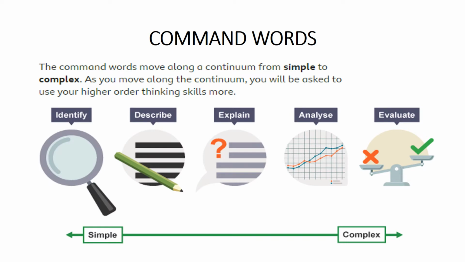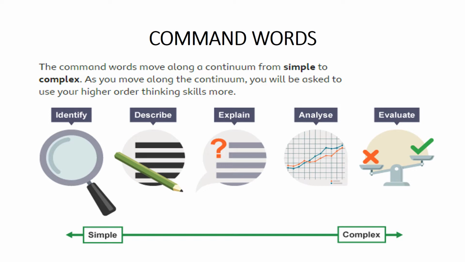In order for you to further help your child with the exam element of the course, they need to understand the command words. Within PE and the higher course, the command words move along a continuum from simple to complex. As you move along the continuum, they'll be asked to use higher order thinking skills. So, for example, the identify question is the easiest question in the higher paper, and the evaluate question is the hardest.